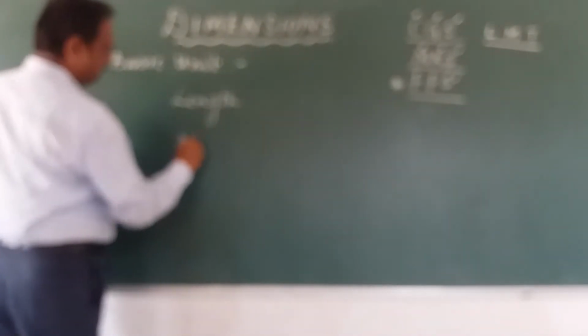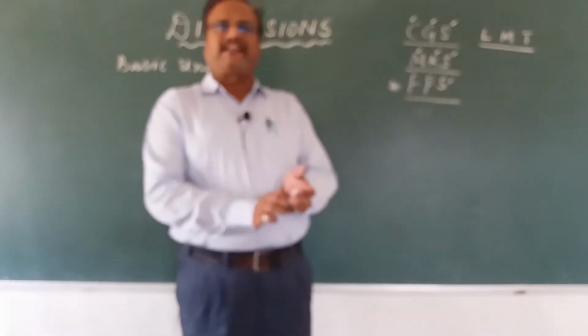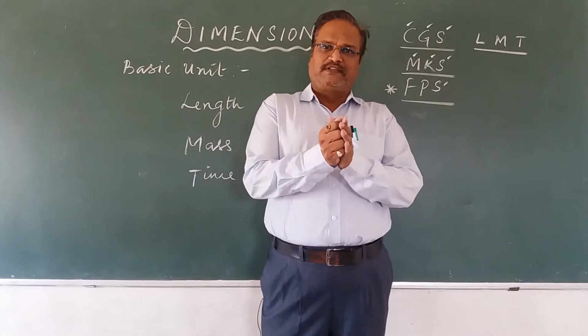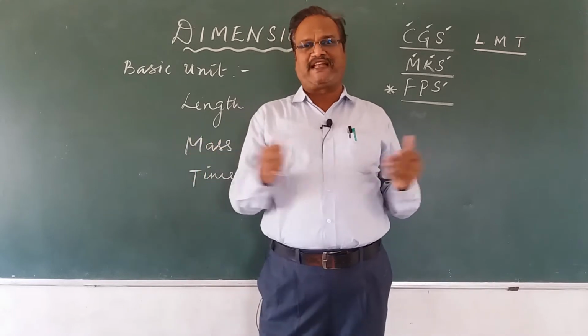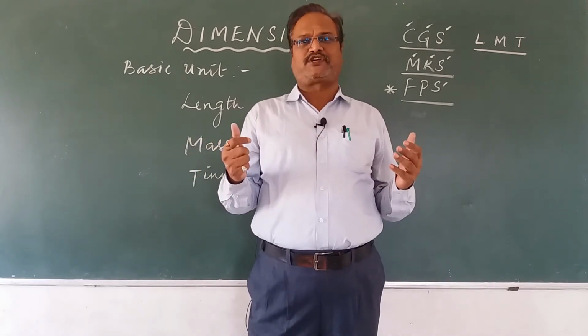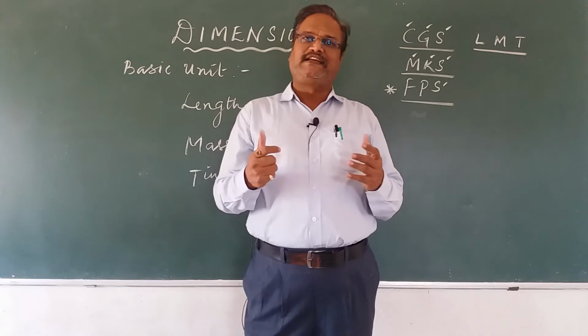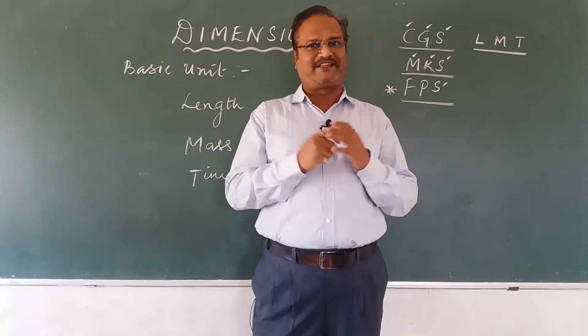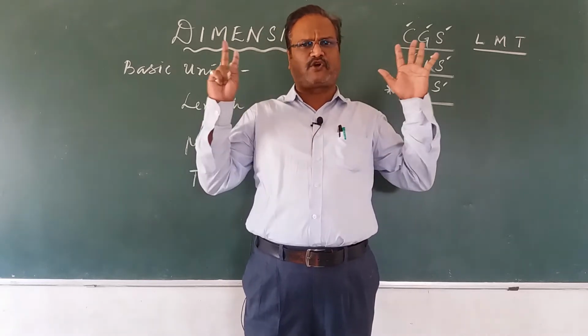And I also said there are 7 basic units. So what are those 7 basic units we studied about? One is length, mass and time. These are the primary ones. And then we also said electric current, ampere; luminous intensity, candela; amount of substance, mole; and temperature is Kelvin. So these are the 7 quantities we are talking about.